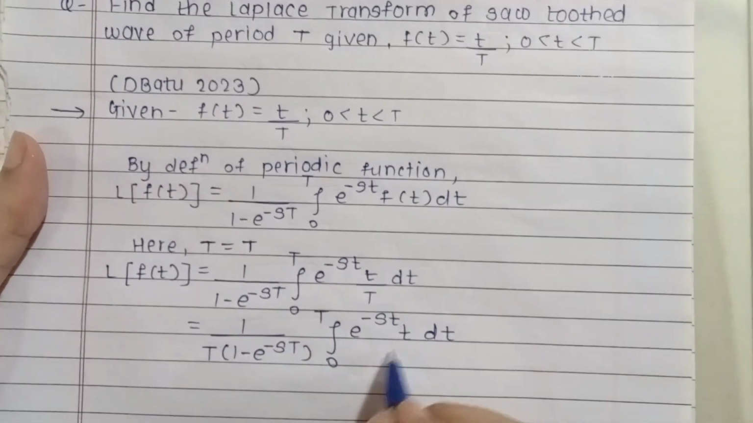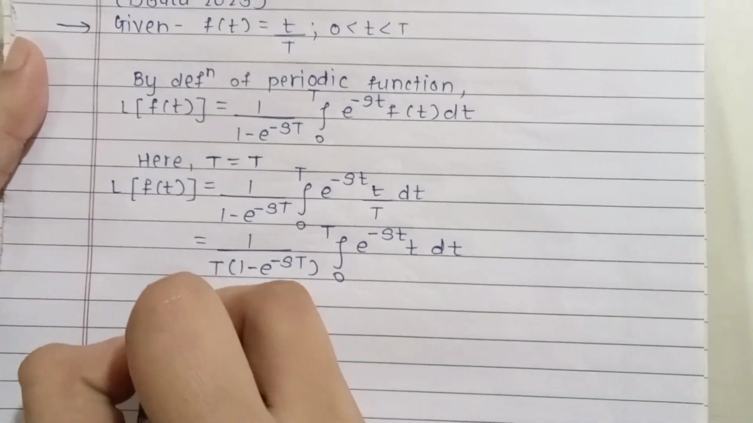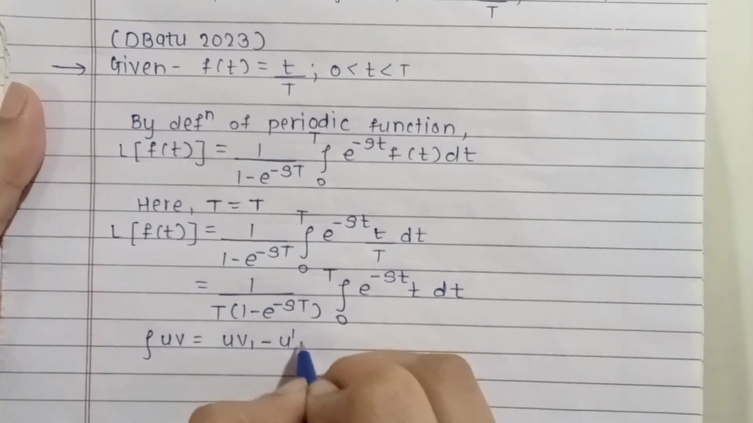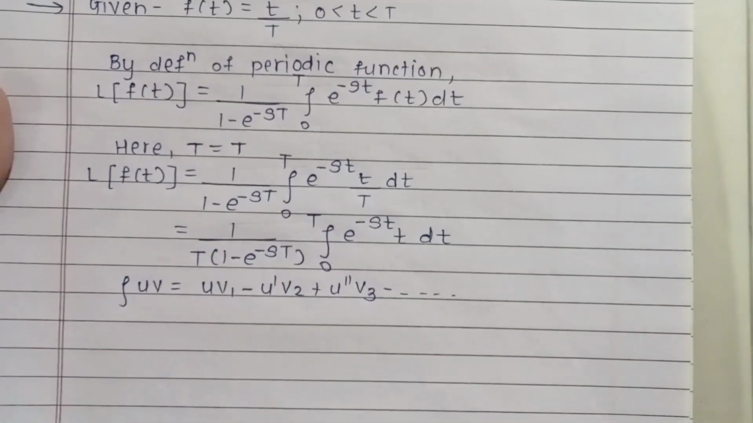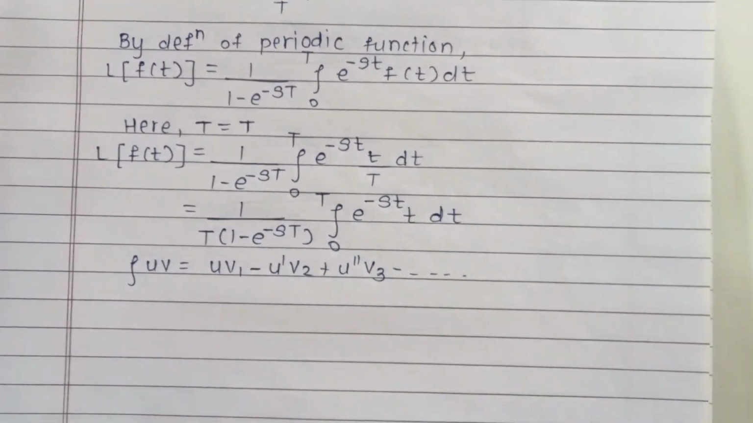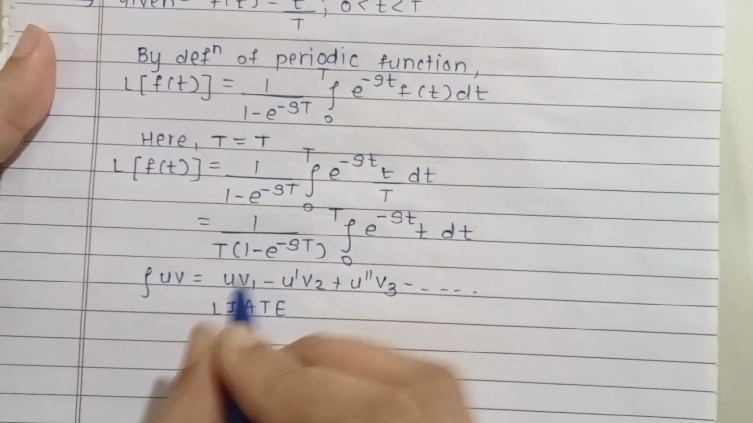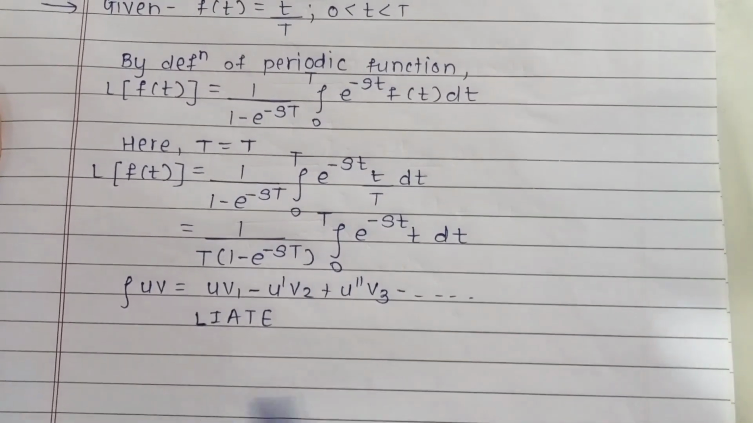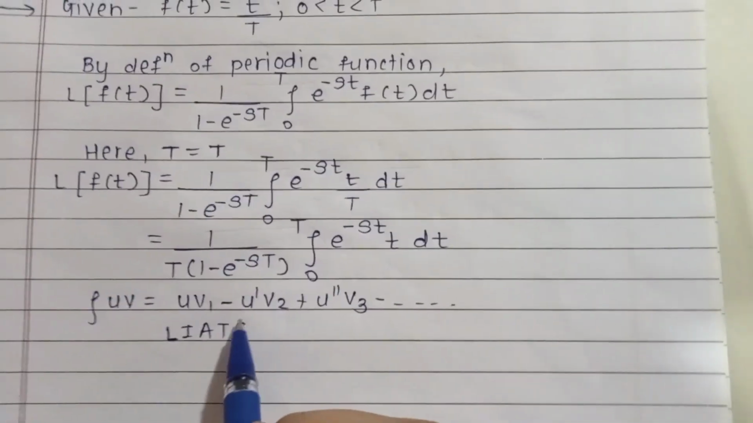Now to solve this integration, we have to use the by parts formula of the integration, that is integration of u into v is equal to u into v1 minus u dash v2 plus u double dash v3 and so on. First of all we have to see whether these terms follow the LIATE rule condition. We have to check whether the above u into v format satisfies the LIATE rule or not. So L means logarithmic, I means inverse, A means algebraic, T means trigonometric and E means exponential.